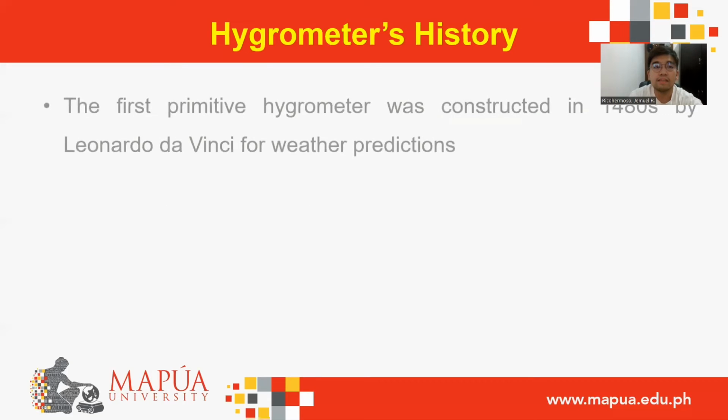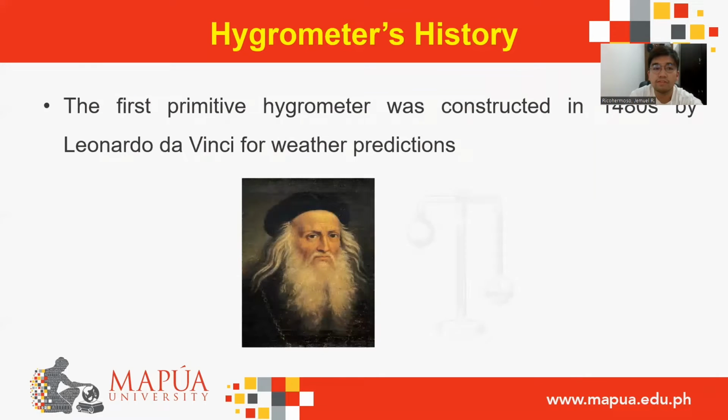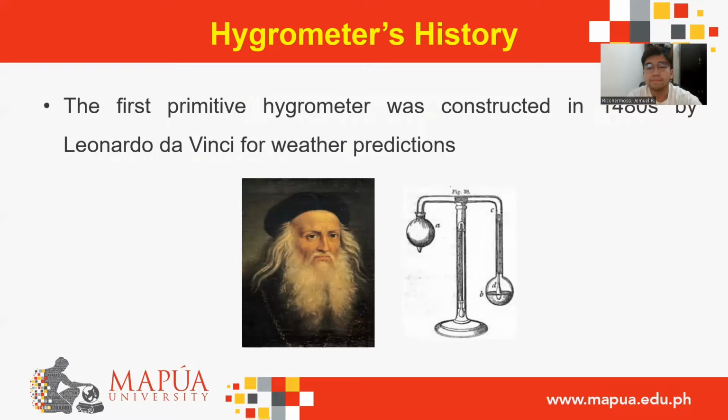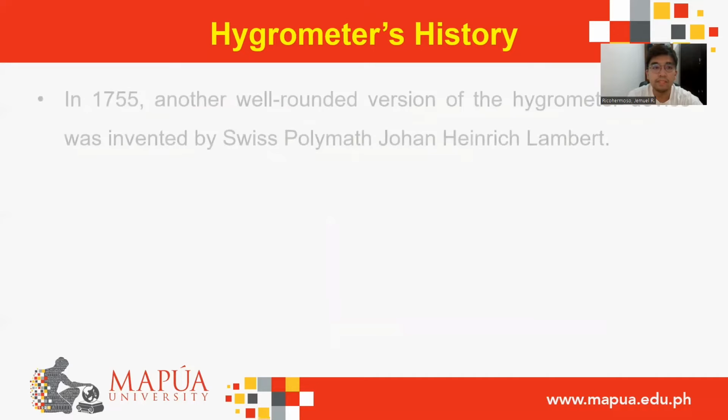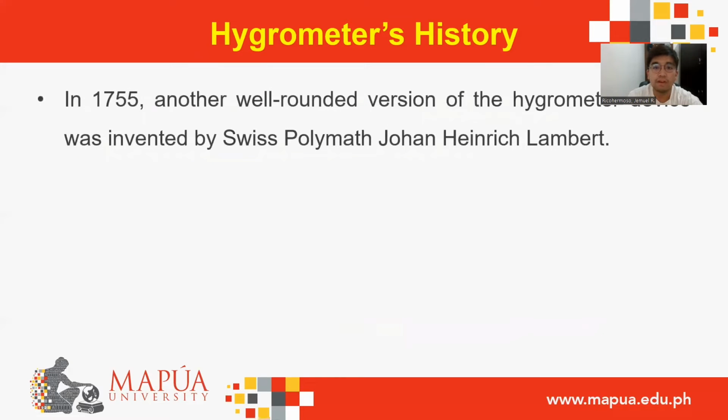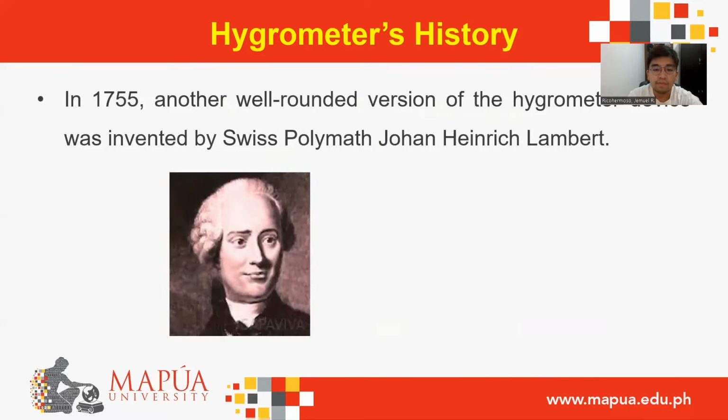Now, let us discuss the history of the hygrometer. The device has been present since the 1480s and was first primitively constructed by Leonardo da Vinci. In the 1600s, Francesco Folli made important strides and developed a practical apparatus model, which can be seen in this slide. In 1755, another well-rounded version of the device was developed by Swiss polymath Johann Heinrich Lambert.